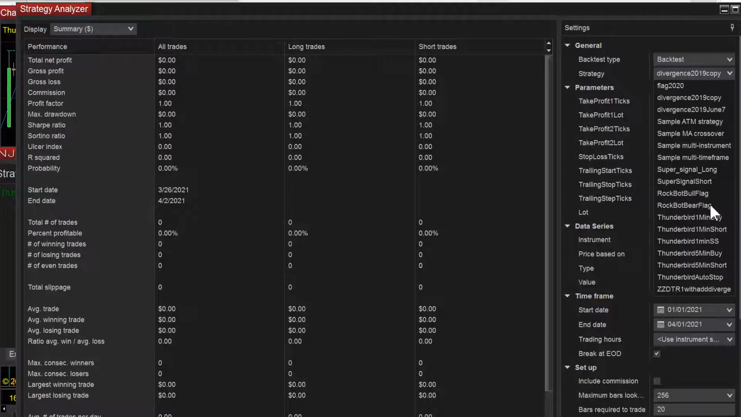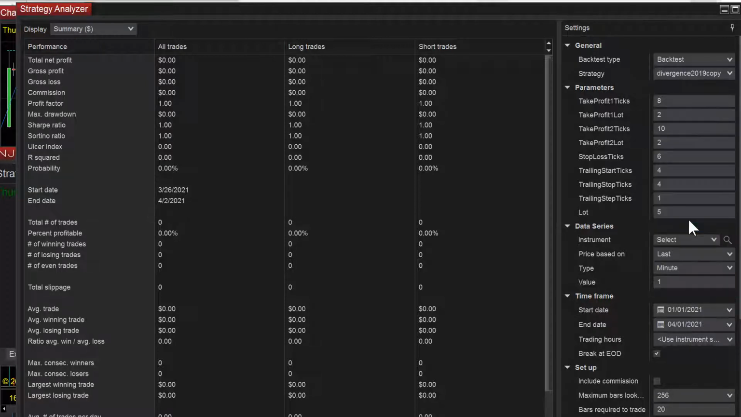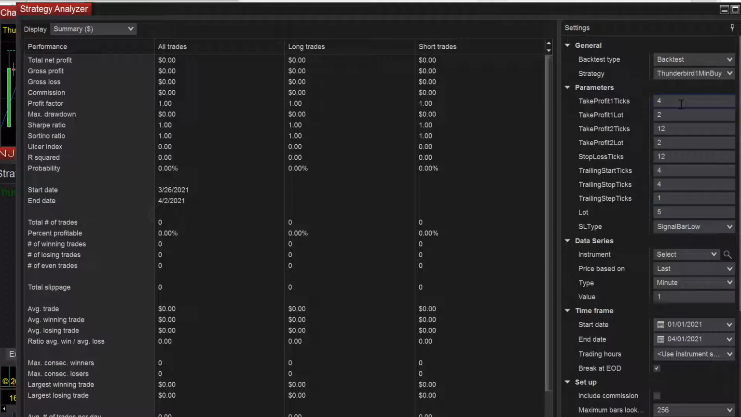So what do we have? I want to use the 1 minute buy. That's what I have on there. And my parameters, I have 8, and then I take 4 off, and then nothing on the second profit, 0. I'm not taking anything off of there. The stop loss doesn't matter because I'm going to use the signal bar low. Trailing stop, we have an 8, and then we have 8, and then that signal bar low.